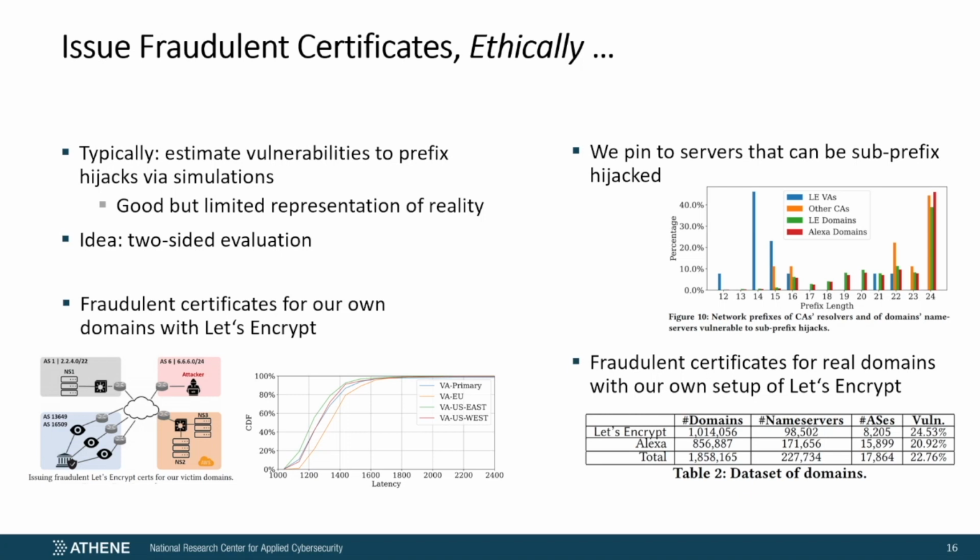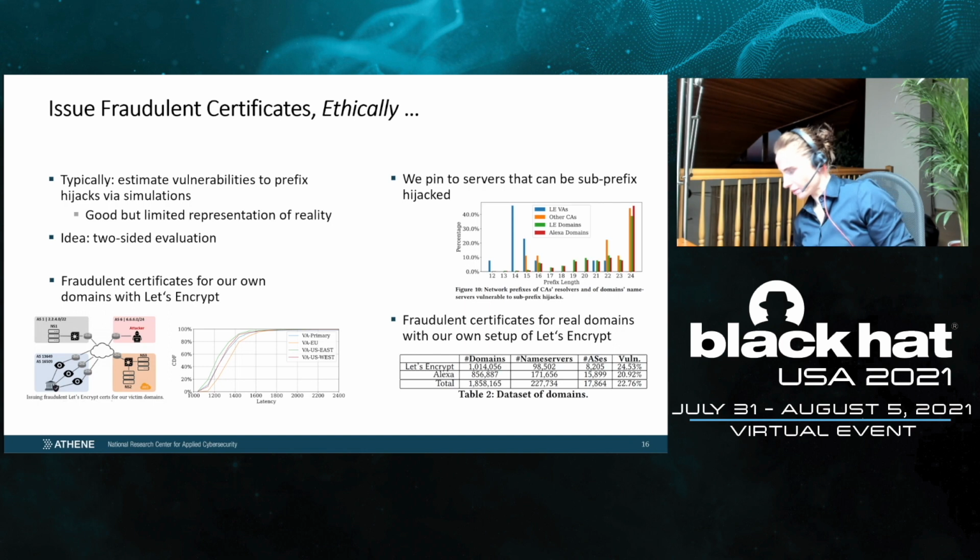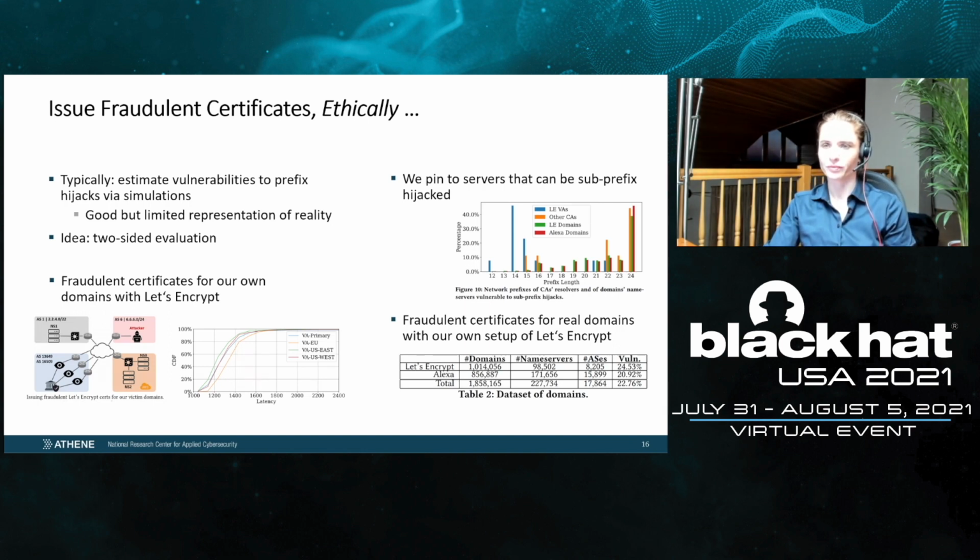This allows us to identify domains with which the VAs of Let's Encrypt can be forced to query a server of attacker's choice, so that the nameserver can be subprefix hijacked by the attacker. The hijacking BGP announcements are sent locally only to the router that connects the network with our CA to the internet, and are not distributed in the internet to avoid impacting the global routing. We evaluate this attack, and you can see on the slides the number of vulnerable domains that we found.